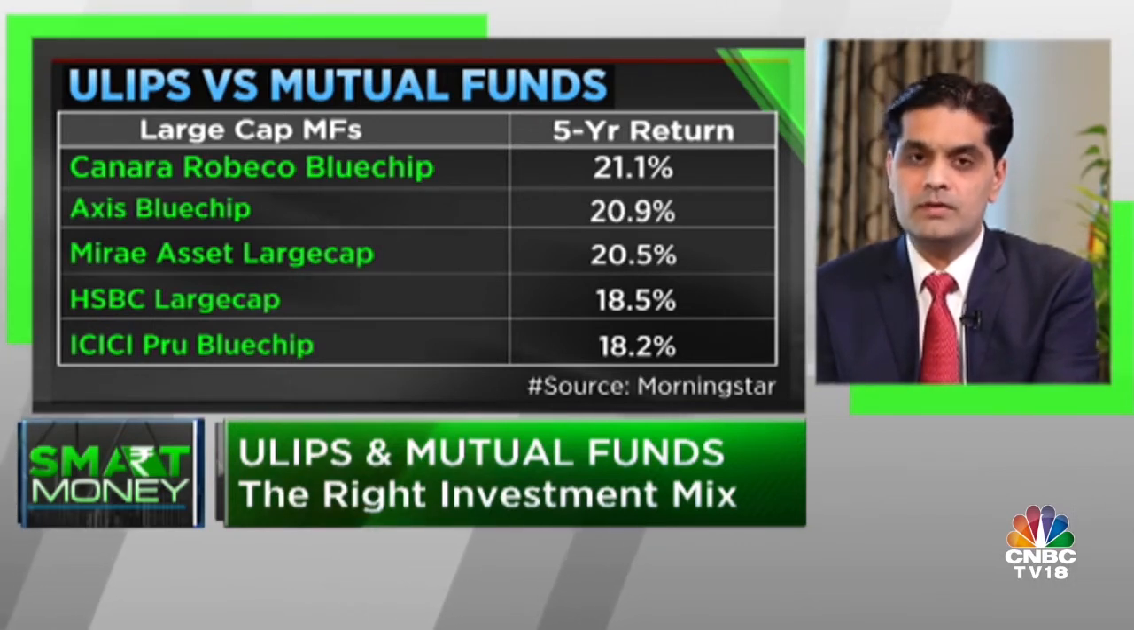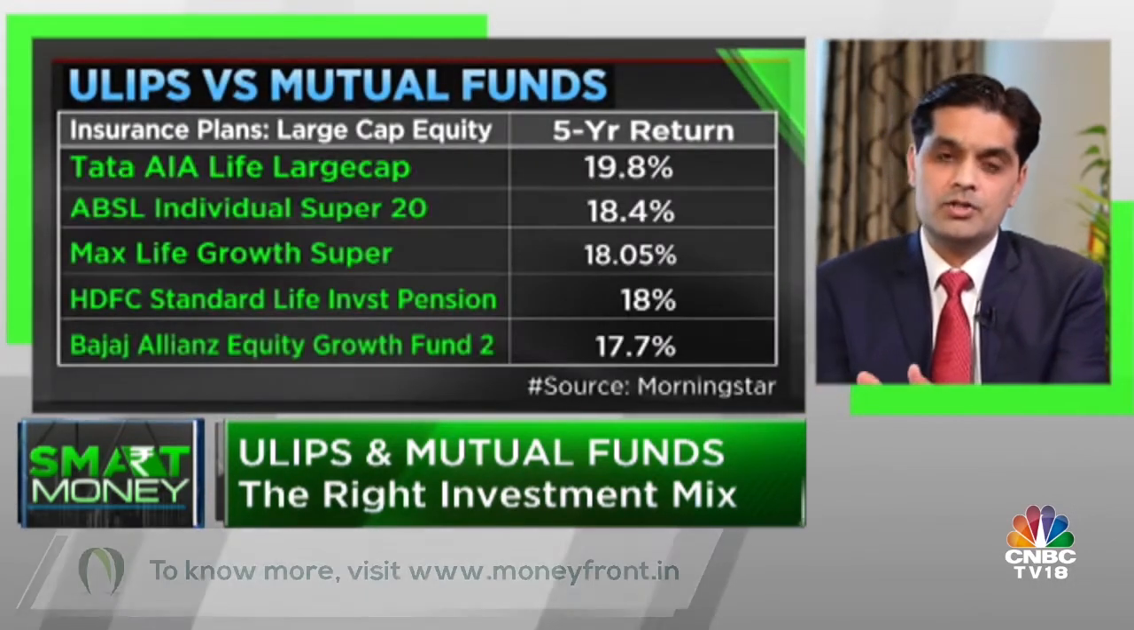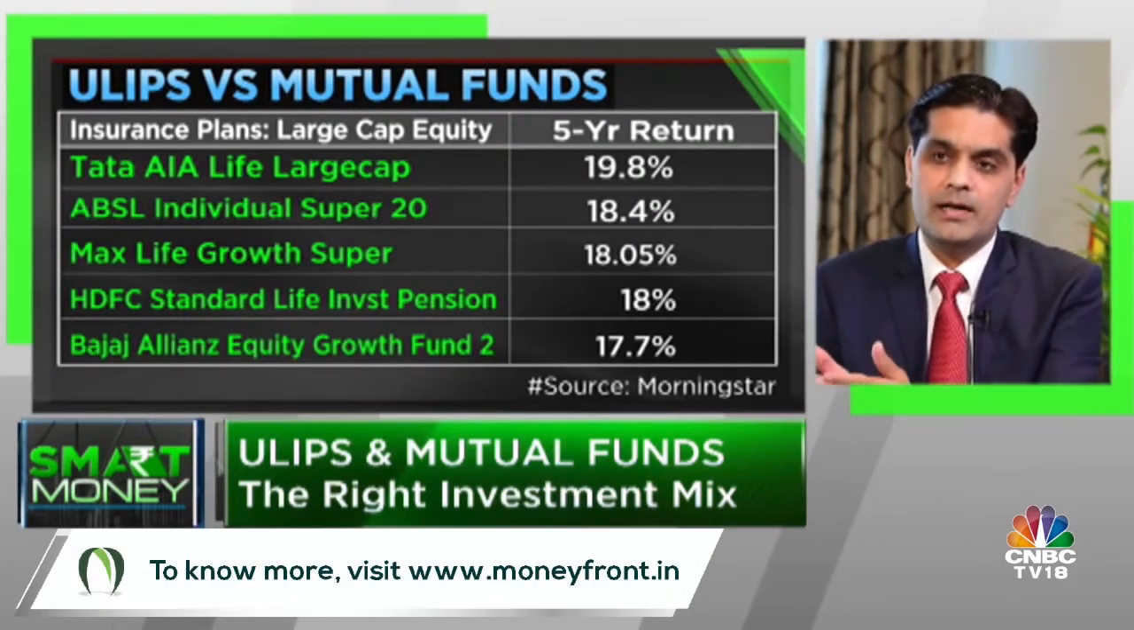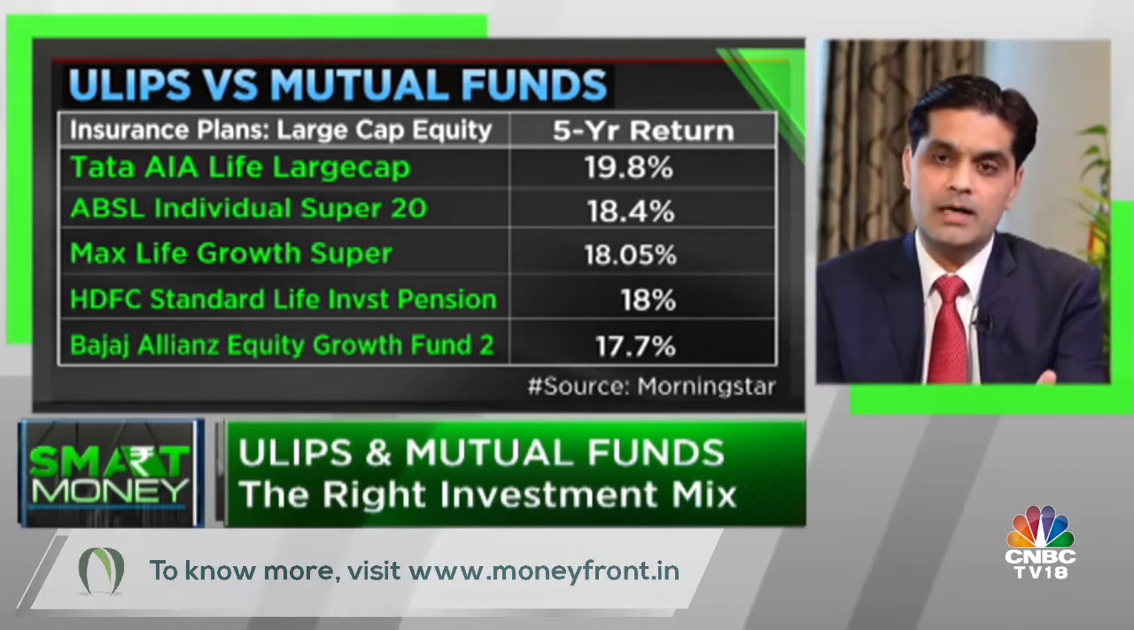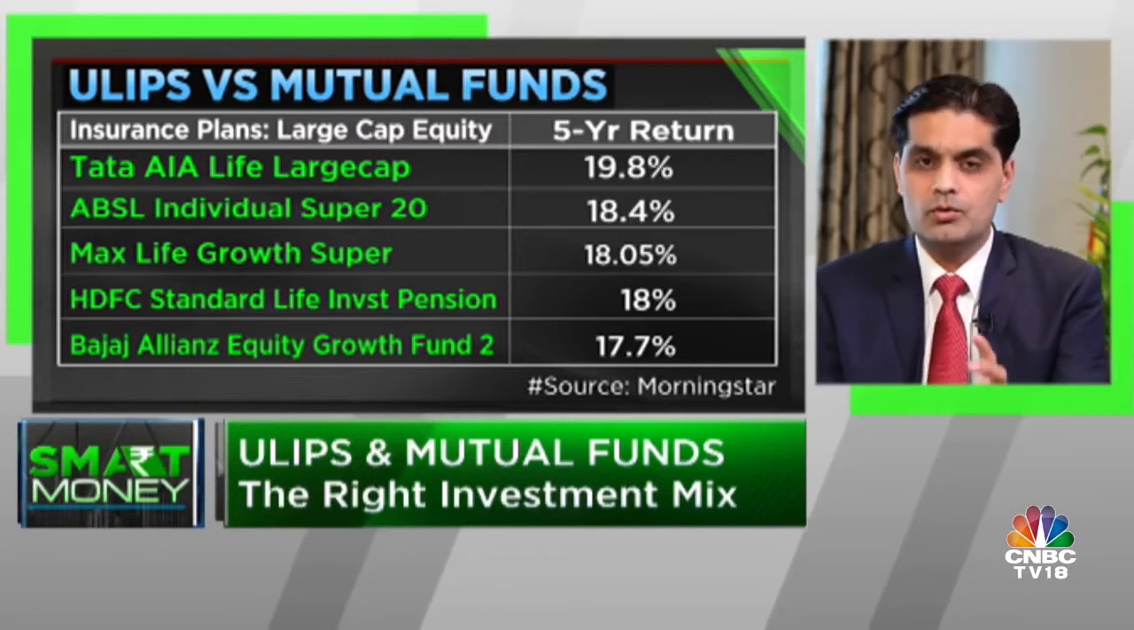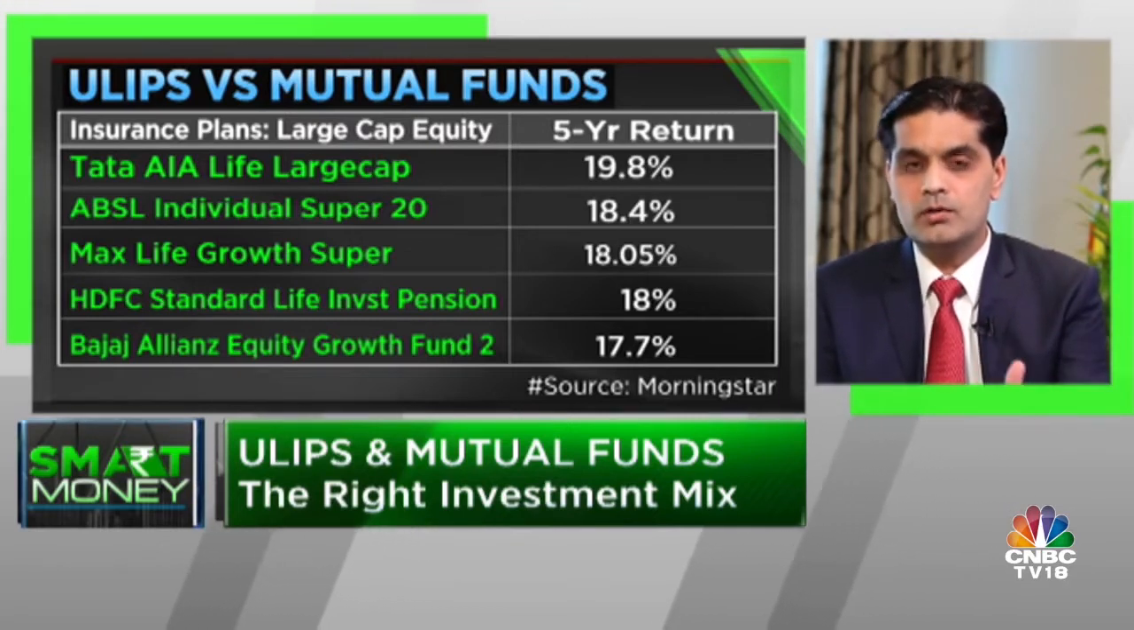The returns of mutual funds are adjusted in the NAV. The charges of mutual funds are adjusted in the NAV. The charges of ULIPs are adjusted by deducting units. So the investors have to be cognizant of that part actually.